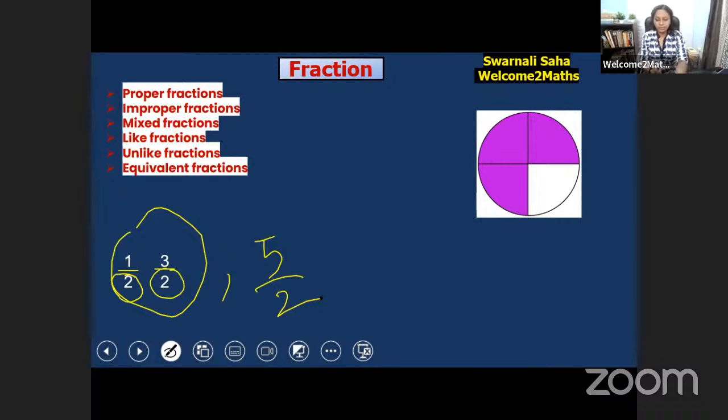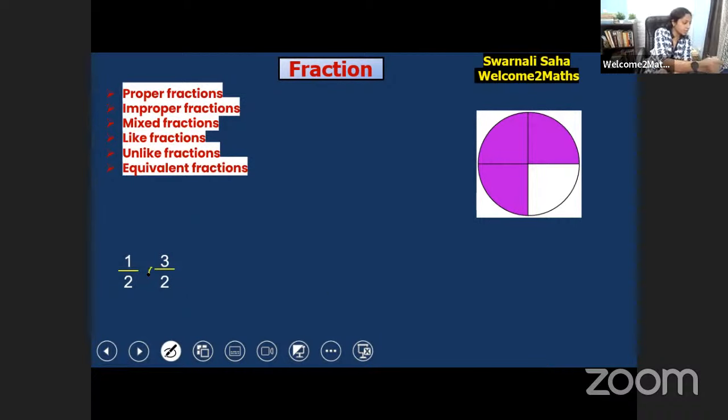Okay, so 1 by 2 and 3 by 2 are examples of like fractions. Got it? Now let's see what are unlike fractions. Unlike fractions means obviously denominators जिसकी same ना हो उसे unlike कहते हैं. So if denominators are not same, then the fractions are called unlike fractions. Just like 1 by 2, 1 by 3, 1 by 4, these are all unlike fractions. Understood?